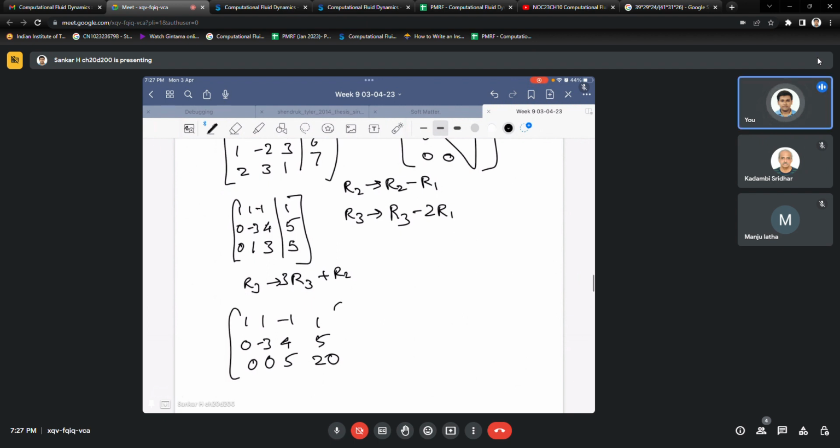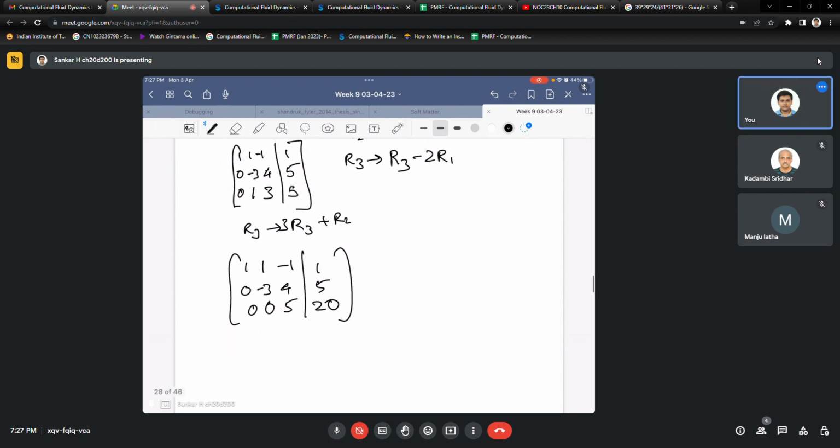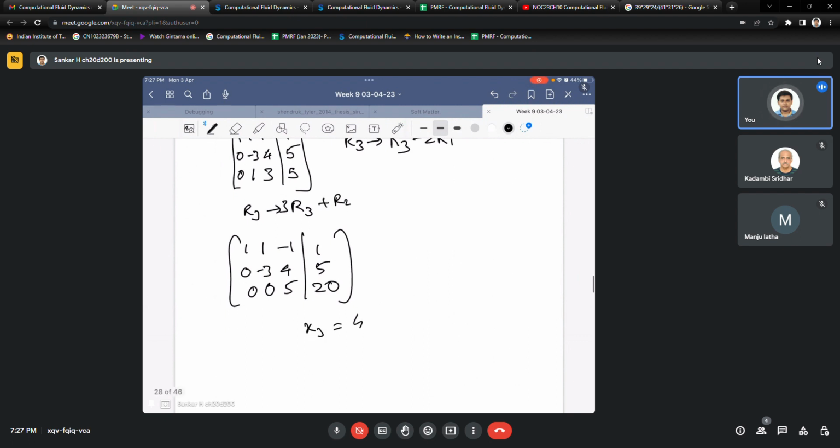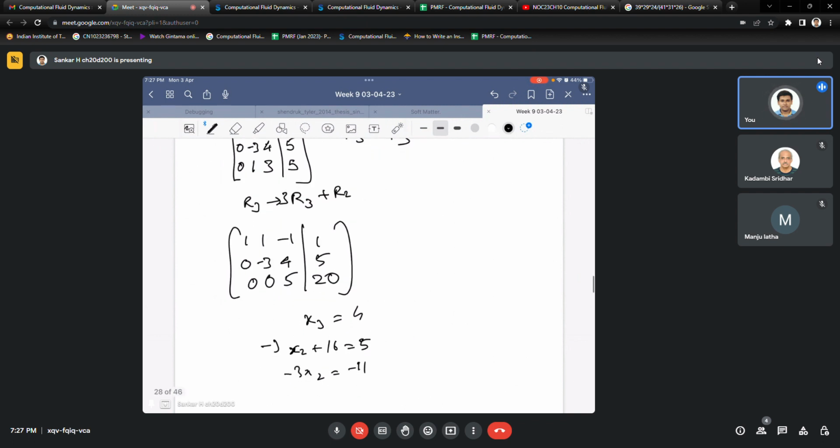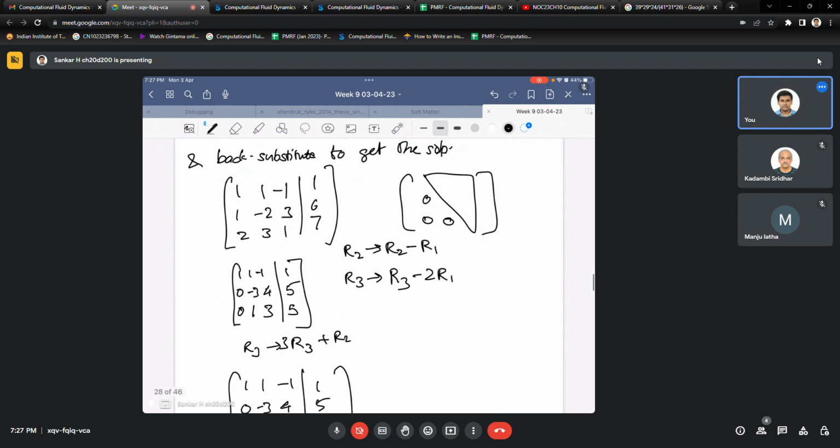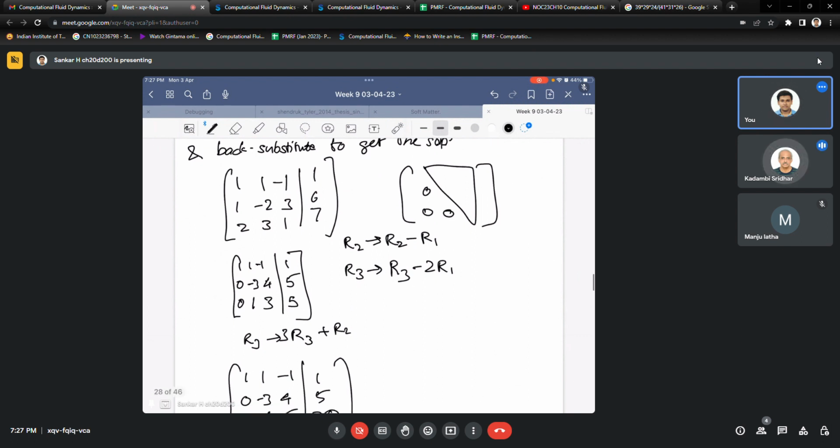Okay, let me again go ahead and solve this. I'll get the value of x3 to be 4 and minus 3x2 plus 16 to be 5. So minus 3x2 should be equal to 5 minus 16, which is minus 11. I'm not getting a right answer over here. I don't know where I have made a mistake. Have I copied it wrong? 2, 3, 1, 1 minus 2. Oh, sorry. Yeah, I think I have copied the question wrong again.